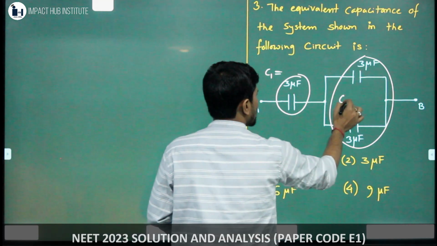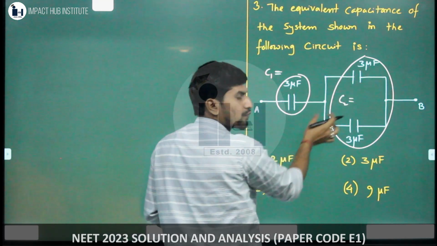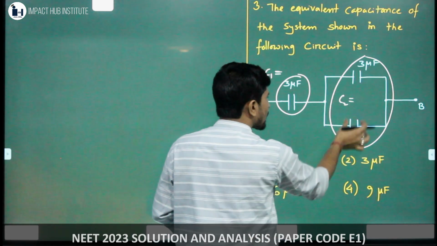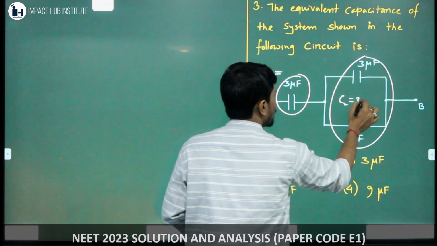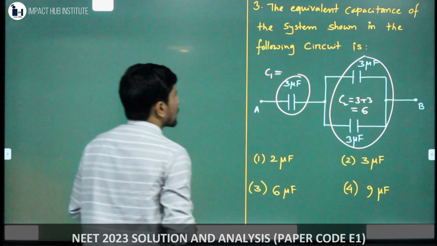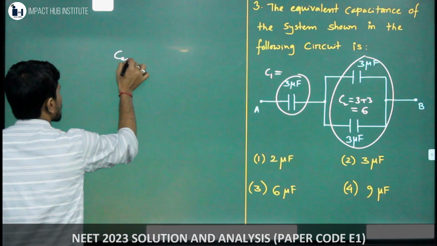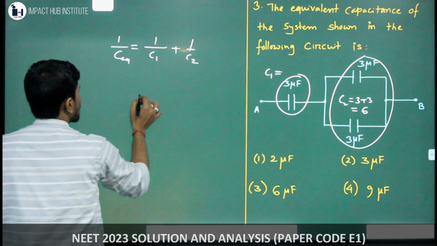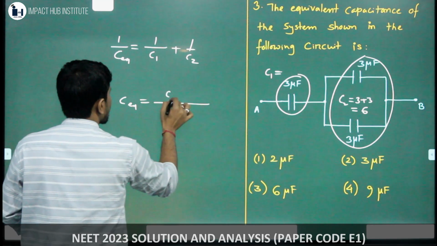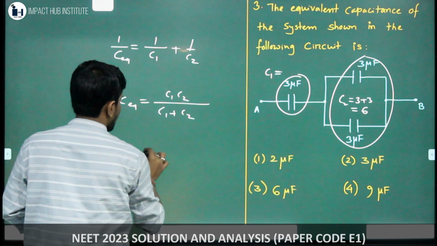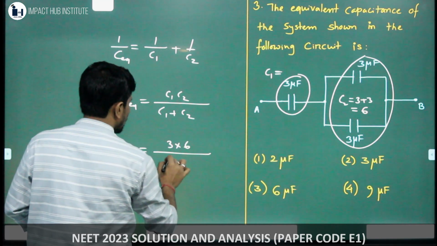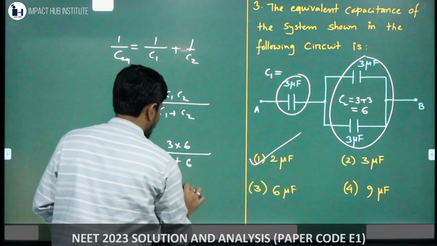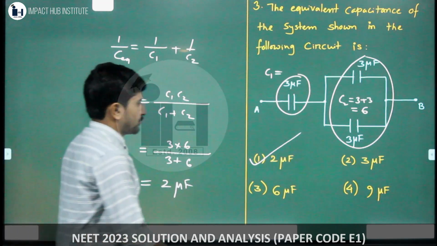And this unit is, let's say, C2. Since this unit consists of 2 capacitors having equal value and connected in parallel, the equivalent capacitance of this particular unit will be equal to 3 plus 3 equals 6. Thereby the equivalent capacitance of this system will be 1/C1 plus 1/C2, and when I calculate this, it will be C1C2/(C1+C2). I put the value and it comes out to be 2 microfarad. Let's move on.